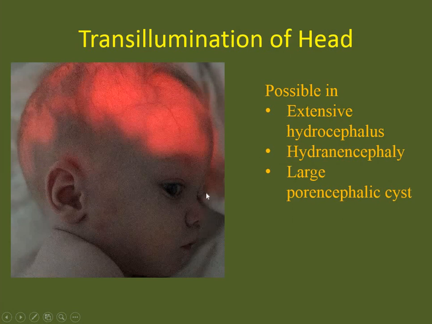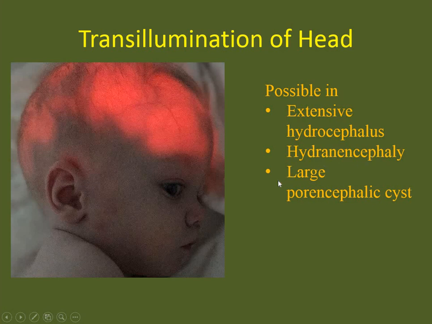And this is a picture of transillumination. It is possible in extensive hydrocephalus or hydranencephaly. What is hydranencephaly? Hydranencephaly is a condition where there is hardly any brain, just the ventricles or sacs filled with water. So it has a massive CVA and the brain matter is totally lost, you may get a hydranencephaly, right?